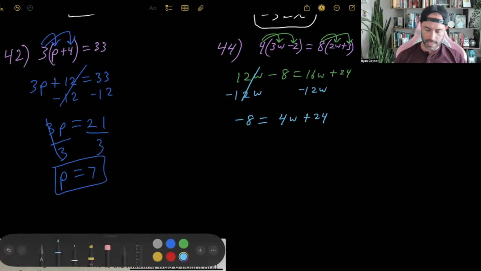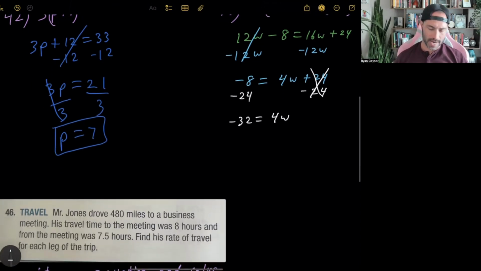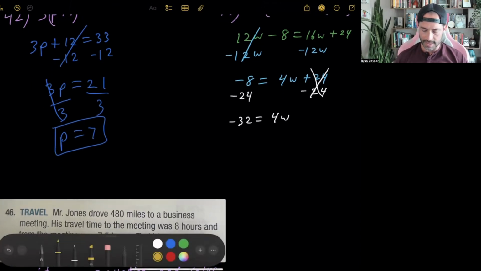Okay, so now we're going to do the opposite again, right? We have a positive 24, so we just subtract the 24 on both sides. That cancels out. If I borrowed $8, then I borrow $24. How much money did I borrow in total? That is $32. So if I borrowed it, that's negative 32 equals our 4w.